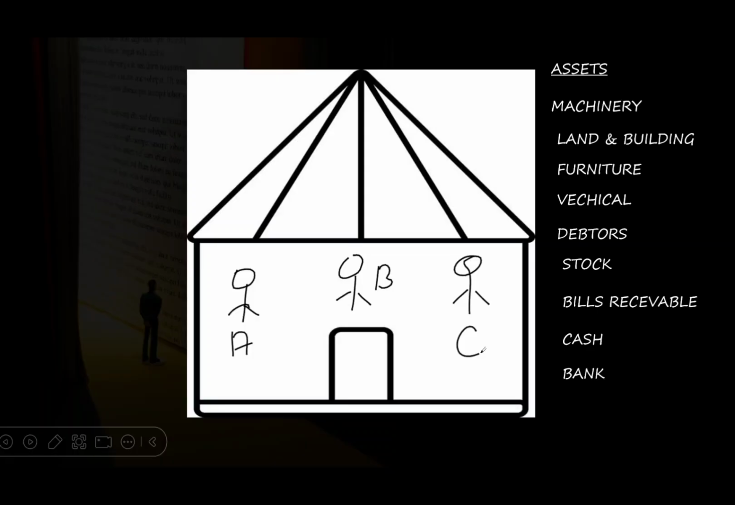Now, at the time of closure of the business firm or dissolution of a partnership firm, all these assets have to be realized or sold. We are going to see how these assets can be realized or closed by preparing the realization account. On the other hand, they also have certain liabilities.